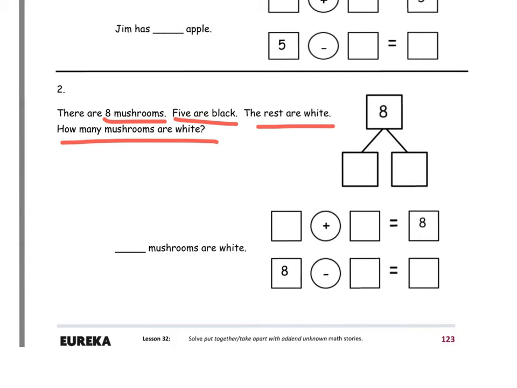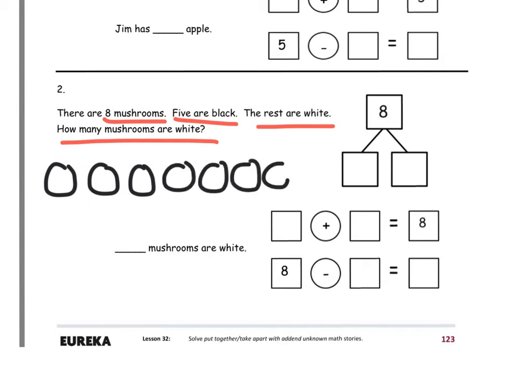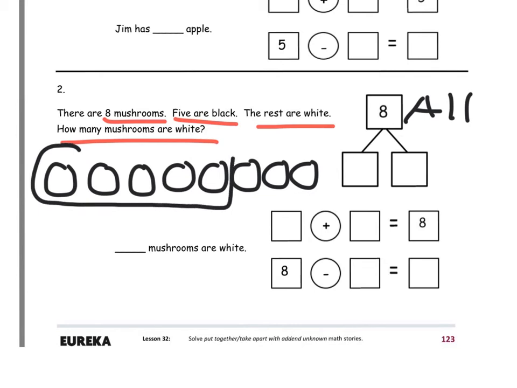So I'm going to draw 8 circles to be my 8 mushrooms. If I look at my number bond, I'm going to label it because I also want to label my number bond. There's 8 mushrooms in all. 5 of them are black. So I'm going to circle 1, 2, 3, 4, 5. That's how many are black. So this is one part of my number bond, one part of 8. Here's a B, I'm labeling it, for black. There's 5 that are black.